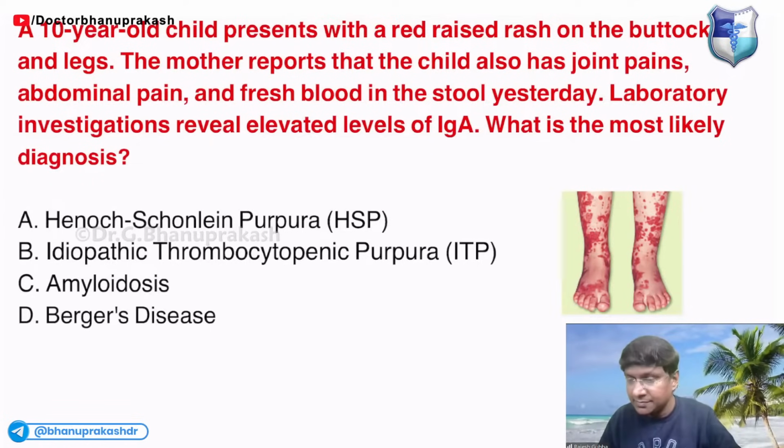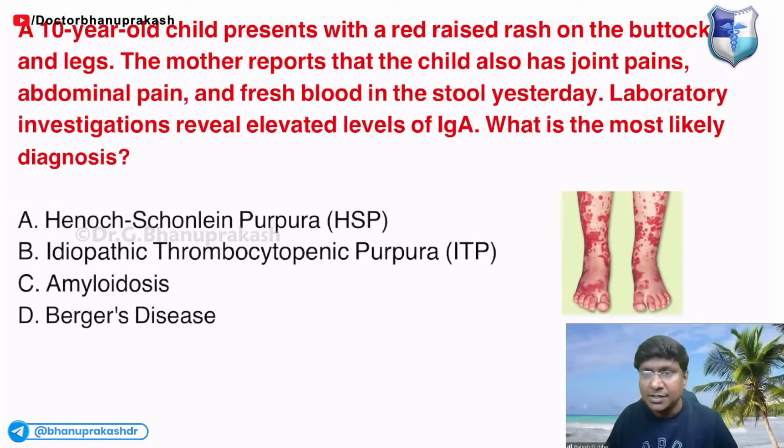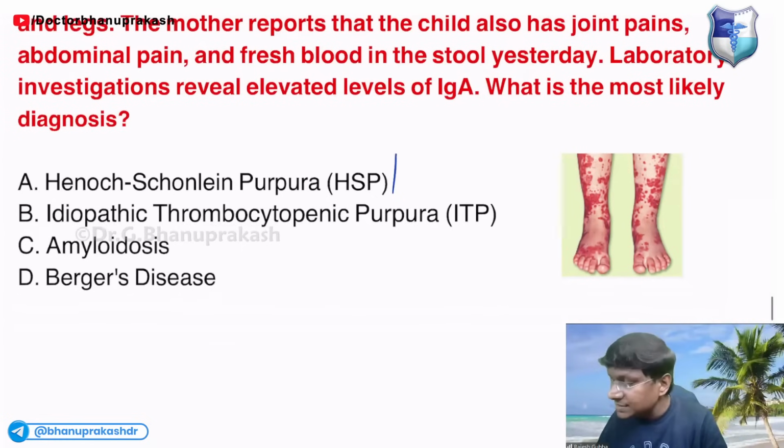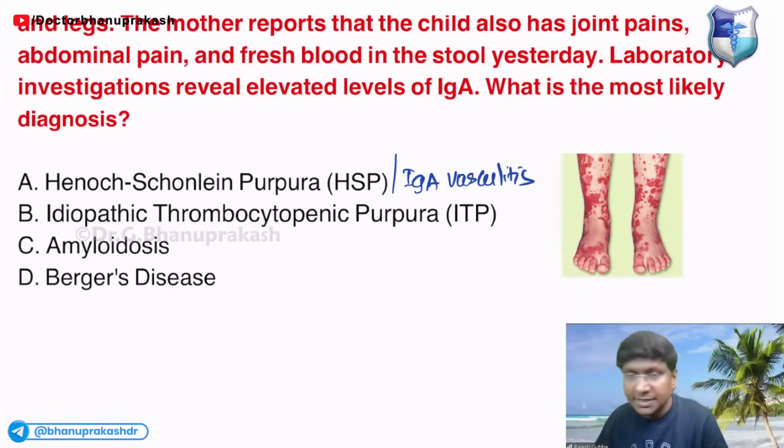Yes. Anyone? Right, good. So it is a case of Henoch-Schonlein purpura. Another name for this is IgA vasculitis, which is a complex immune-mediated vasculitis, and it is a small vessel vasculitis.